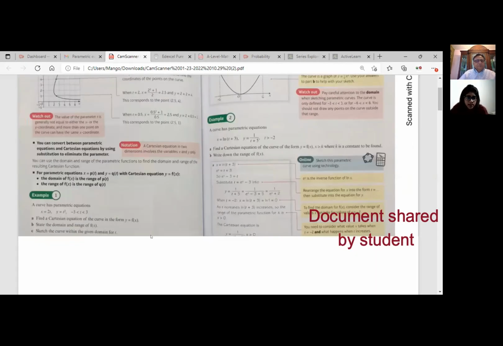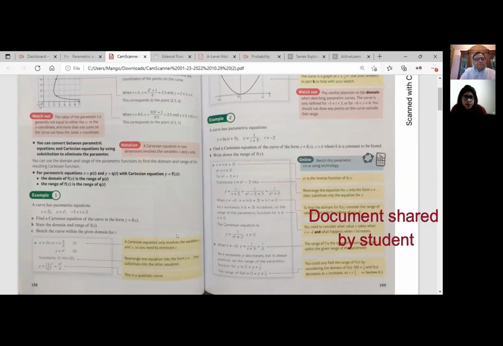Example 1. A curve has parametric equations of x equals 2t and y equals t squared, where t is between -3 and 3, not included. Part A, find a Cartesian equation of the curve in the form y equals f of x. So you'll isolate t, substitute in y, and then you get your equation.